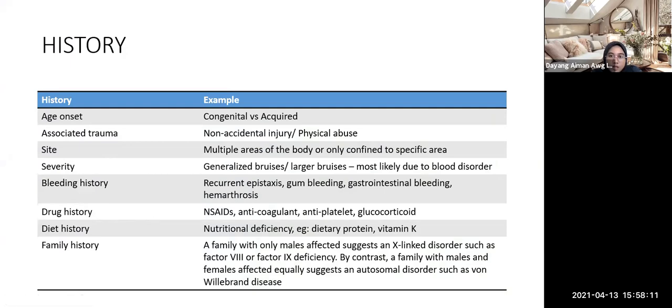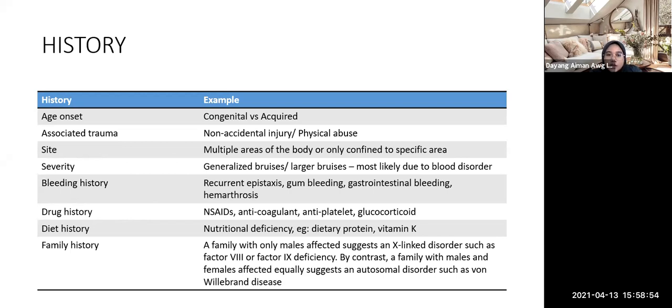First, the history: whether it's a congenital versus acquired problem. And for associated trauma, is there any history of non-accidental injury or any history of physical injury? Then where is the site of the bleeding, whether it's multiple areas of the body or only confined to a specific area. And then we can ask the severity, whether it's generalized bruises or only small bruises. If it's generalized or larger bruises, it's most likely due to a mechanical disorder.